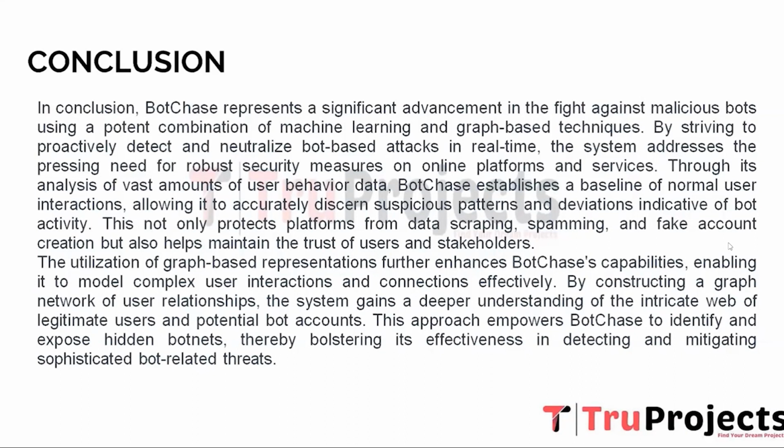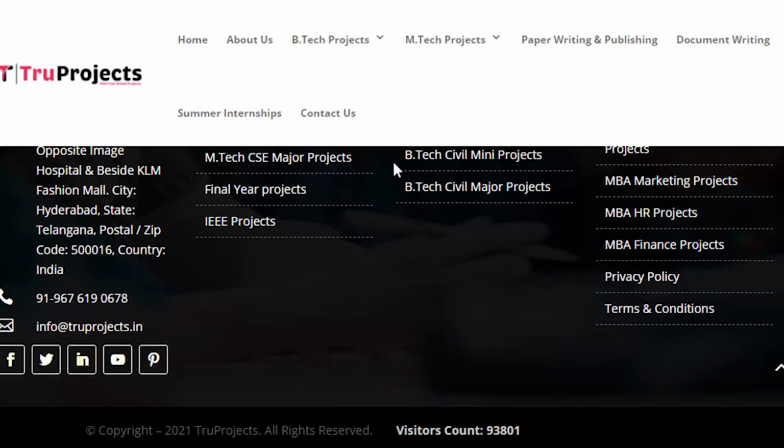digital future. By constructing a graph network of user relationships, the system gains a deeper understanding of the intricate web of legitimate users and potential bot accounts. This approach empowers BotChase to identify and expose hidden botnets, thereby bolstering its effectiveness in detecting and mitigating sophisticated bot-related threats.